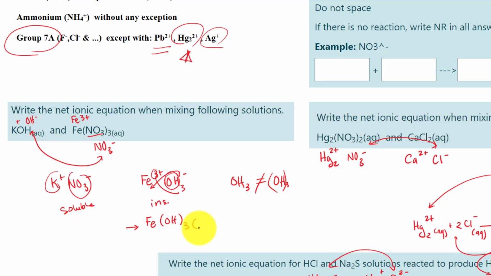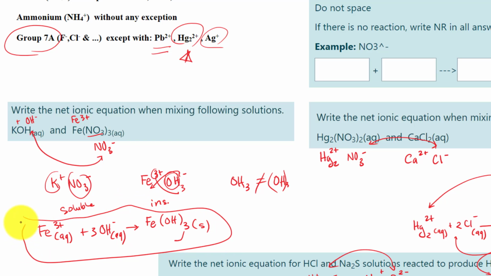Now let's go back and write our ions. First of all, we have Fe 3 plus, and this exists as aqueous ions. And then we have OH. There you go, easy. But here, how many OH do we have? We have 3, so we have to put 3 there. So there you go. And this is our net ionic equation.